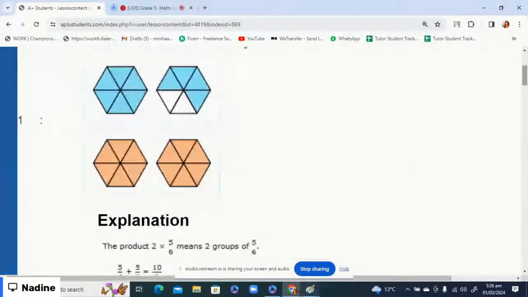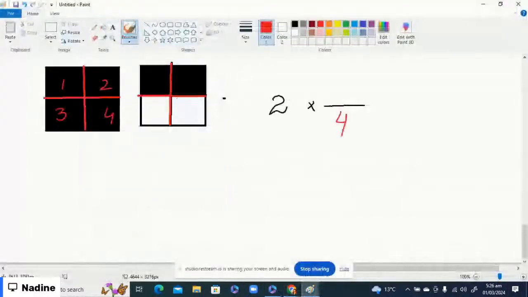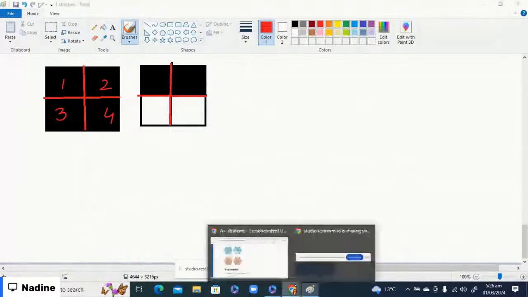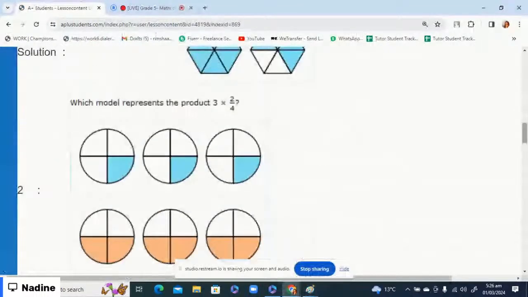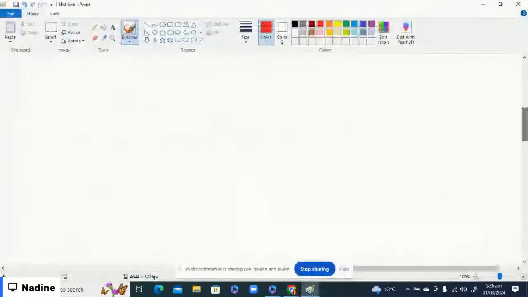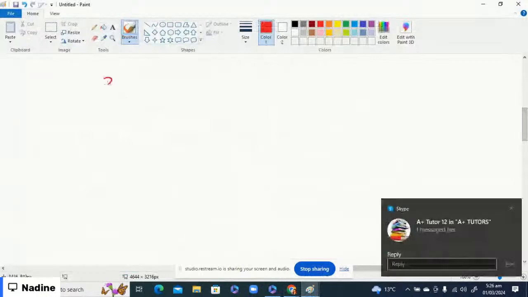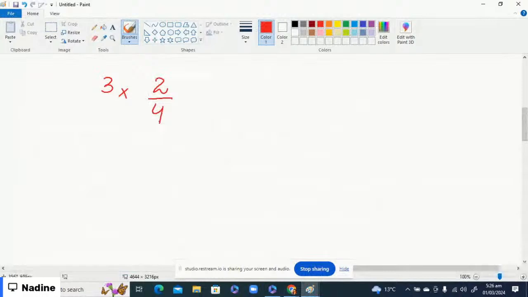And now we are finding the answer of this. If I'm not writing the answer firstly, I'm just telling you that. This is the way we are going to write. Now let's draw the shape of any. Let's take this one, these are the three circles, 3 into 2 by 4. First, let's write 3 into 2 over 4. Finding the answer of that one firstly, then we draw the shapes.